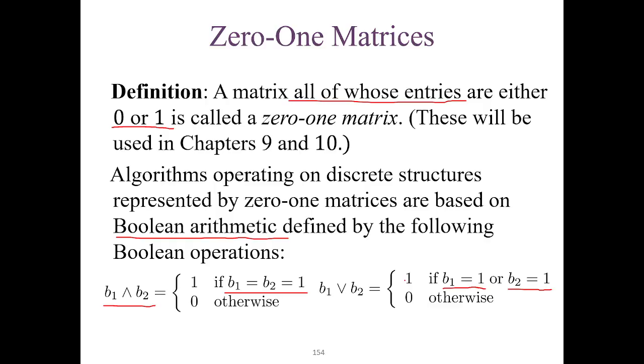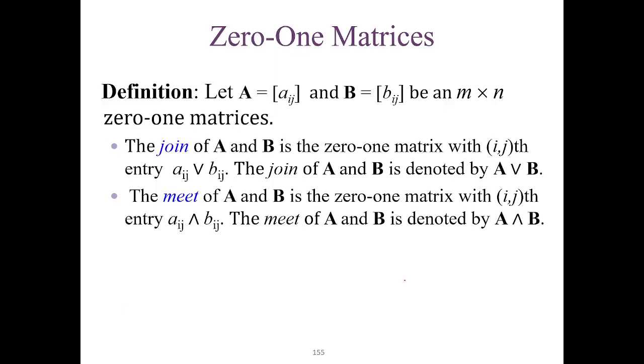Okay, we call that Boolean arithmetic, which is defined for 0, 1 matrices. Following the definition of Boolean operations, we can calculate the join or meet of two 0, 1 matrices A and B. Let's see the definition of the join of two matrices. The ij entry of the join is defined by Aij OR Bij. Then we call that the join of A and B.